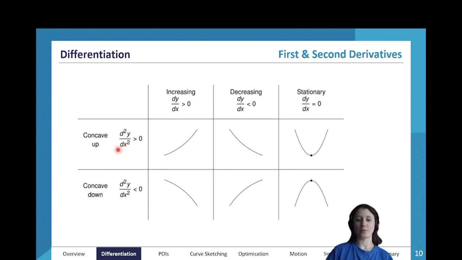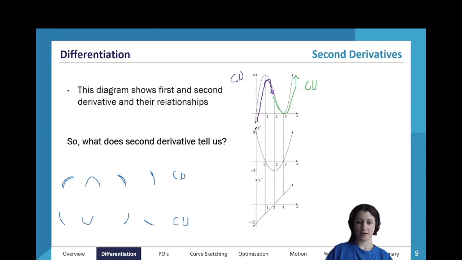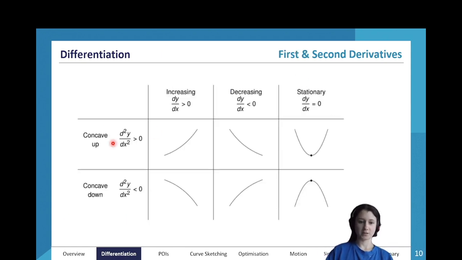If you're doing a question, you can just write y double dash, and if they ask you to find the second derivative in this notation, you'll know what it means. You don't need to remember exactly what it is, just that this represents the second derivative. So when our curve is concave up, the second derivative is greater than 0, it's positive. When our curve is concave down, our second derivative is less than 0. So going back to our diagram, concave down, second derivative less than 0; concave up, second derivative greater than 0. That graphically represents what we're looking at here.